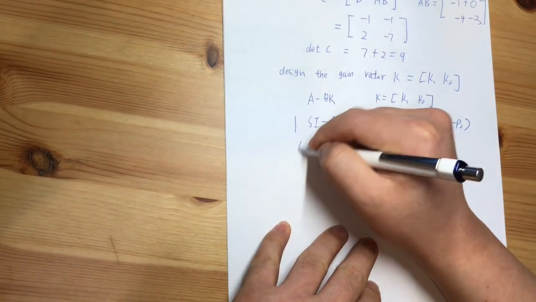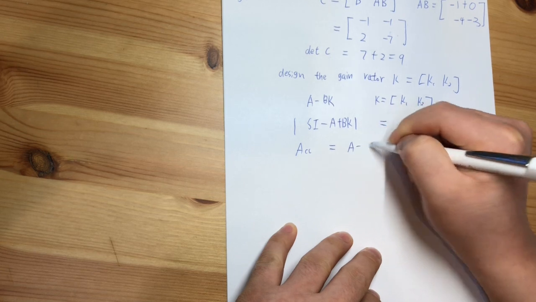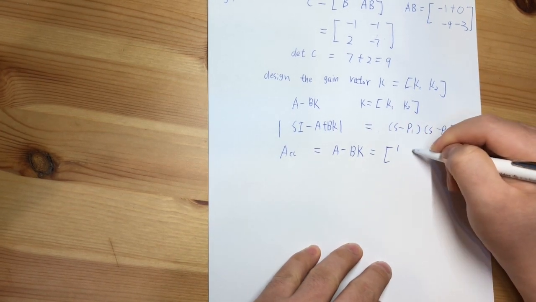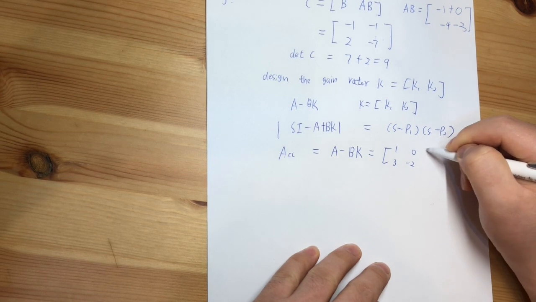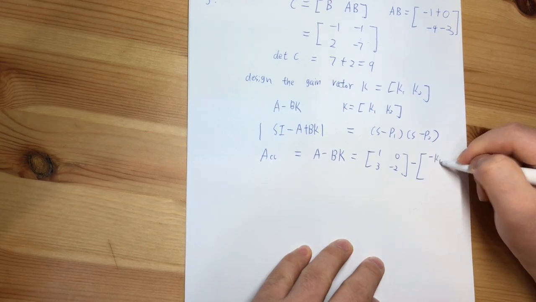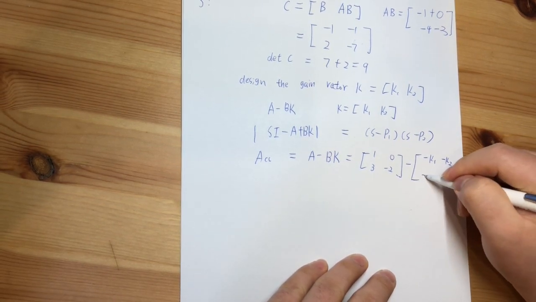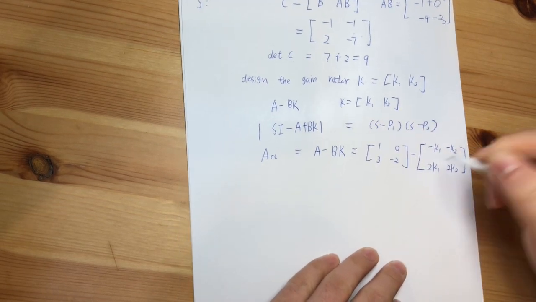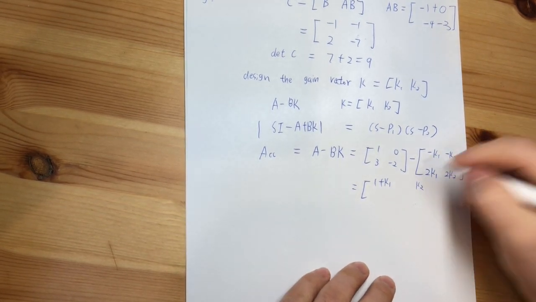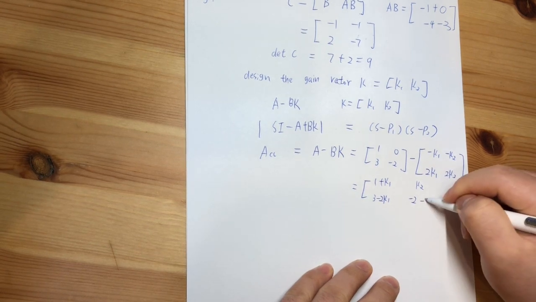And the closed loop system matrix is equal to A minus BK, which can be written as [1, 0; 3, -2] minus [k1, k2; 2k1, 2k2], and it is equal to [1 minus k1, minus k2; 3 minus 2k1, minus 2 minus 2k2].